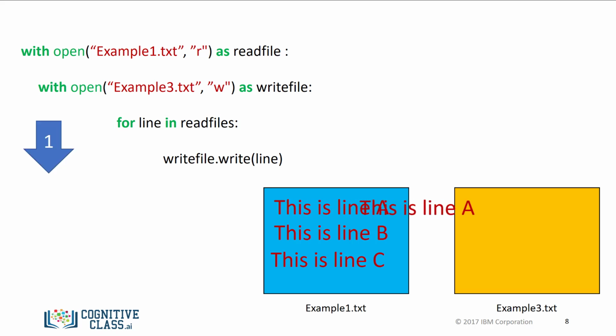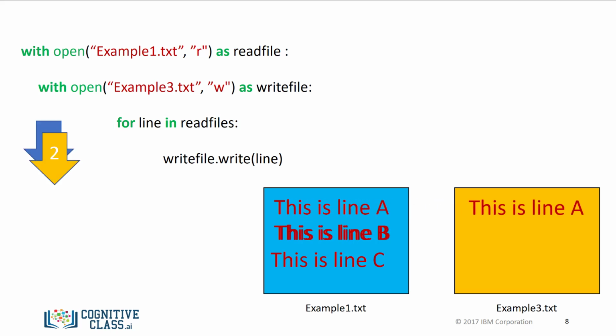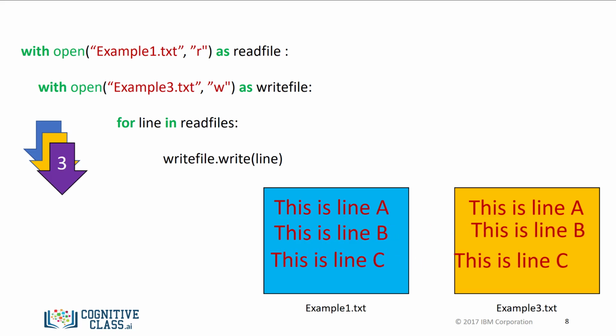The first iteration copies the first line. The second iteration copies the second line till the end of the file is reached. Then both files are closed. Check out the labs for more examples.